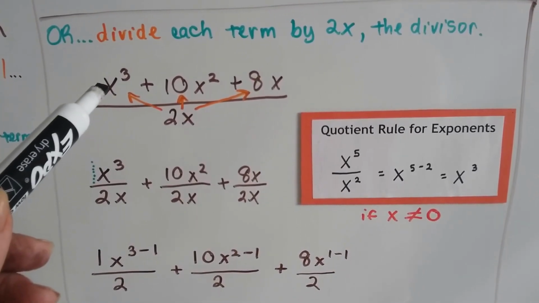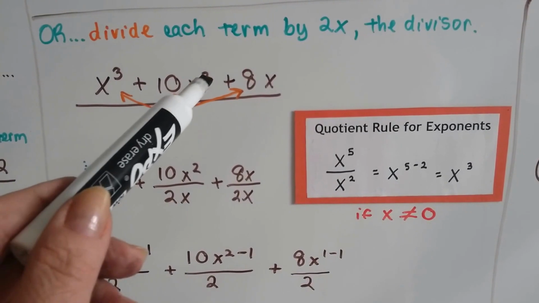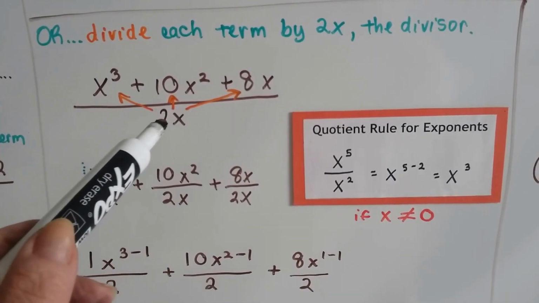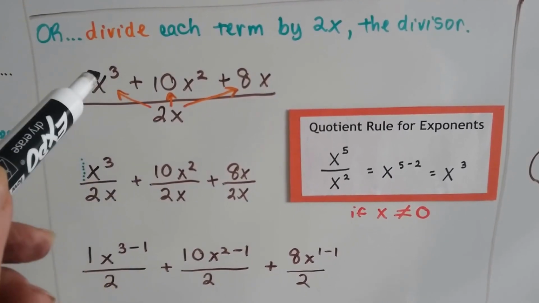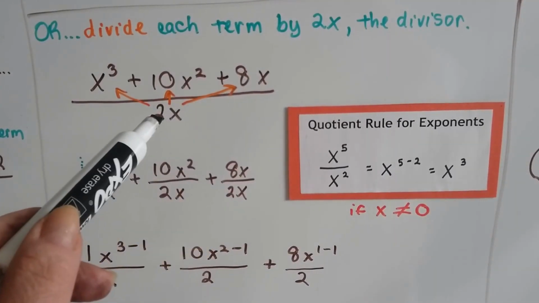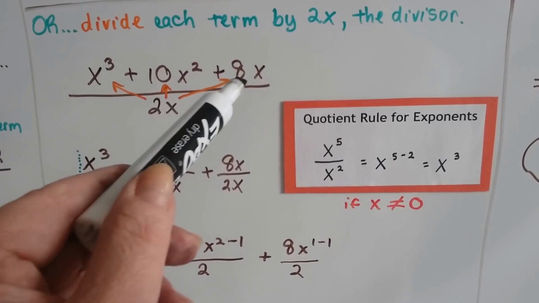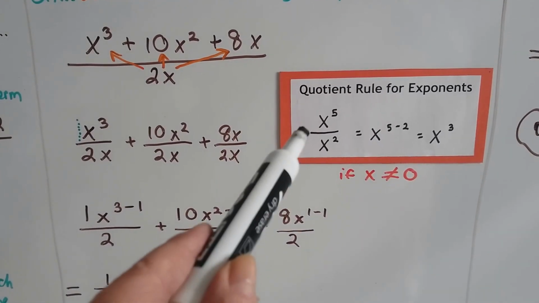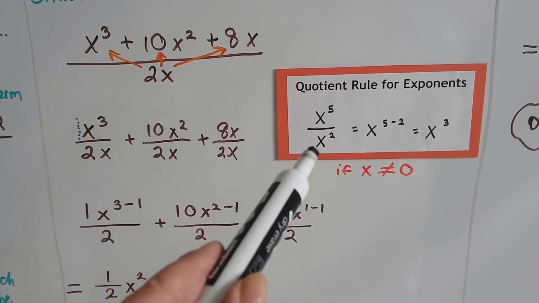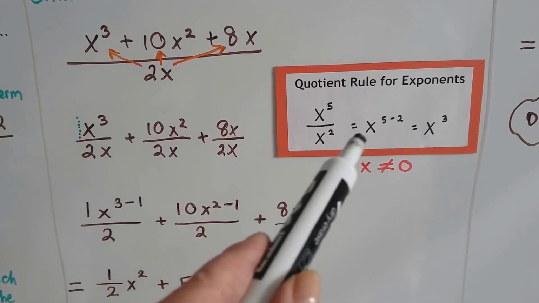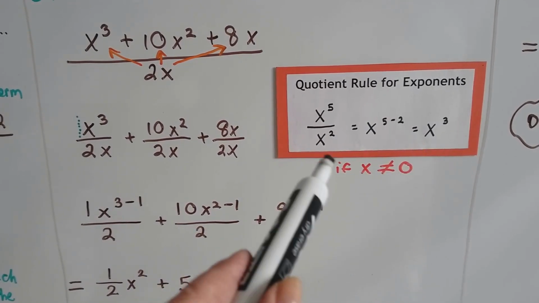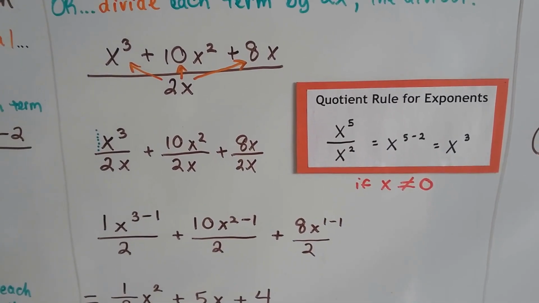So if we have x to the 3rd power plus 10x squared plus 8x, and it's divided by 2x, we can divide each term by this 2x, see? Because the 2 will go evenly into all of them, right? Just remember that quotient rule for exponents. It says if you've got like x to the 5th power over x squared, you do the 5 minus 2, and that would be x to the 3rd, as long as the x isn't a 0, all right?